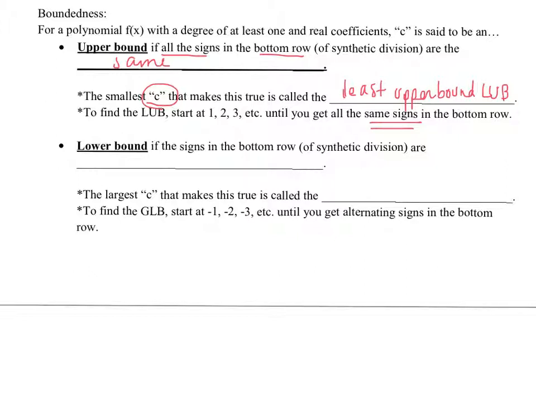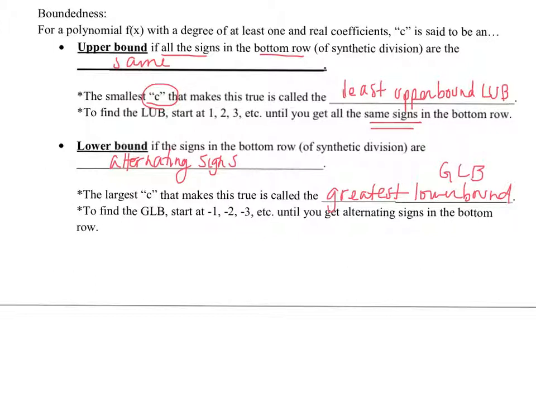When we are trying to find our lower bound is when all of the signs in the bottom row have alternating signs. And the largest C that makes this true is called the greatest lower bound, which we will abbreviate GLB, and some people will call the GLUB. To find our GLUB, we have to start at -1 and decrease the x values by 1 each time.